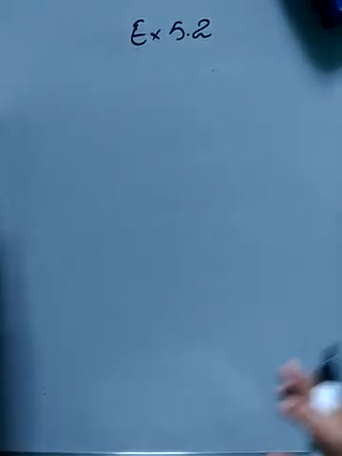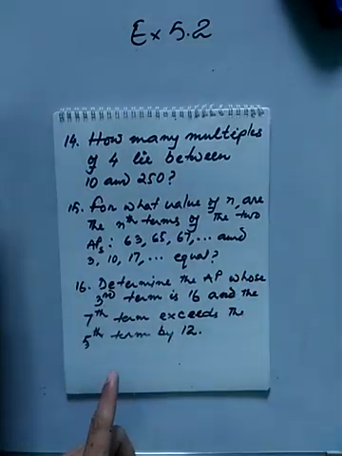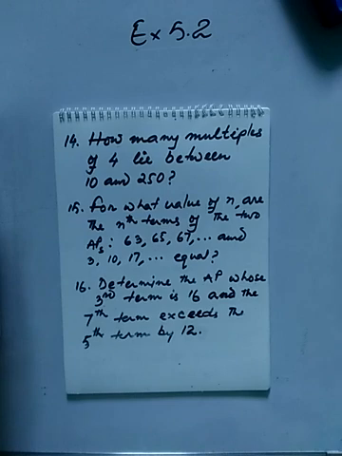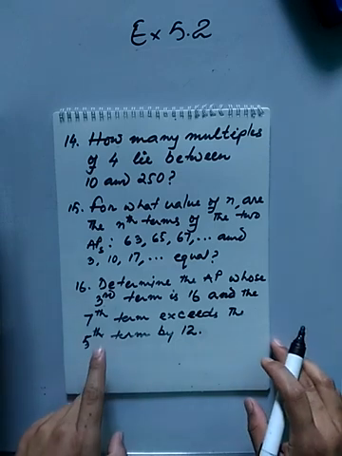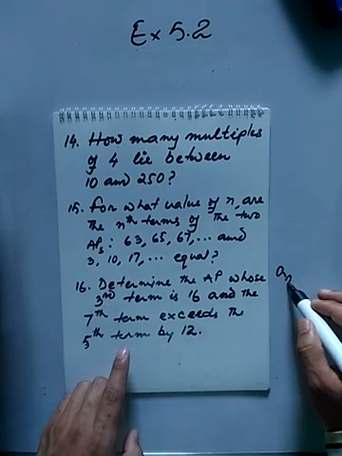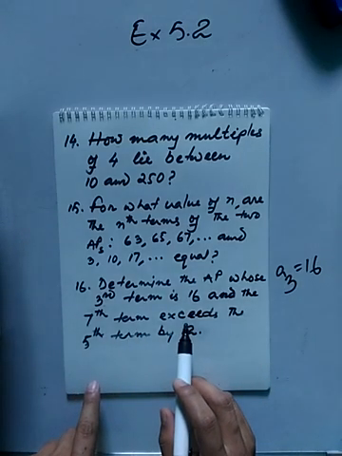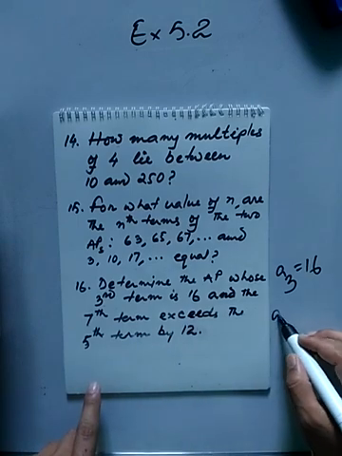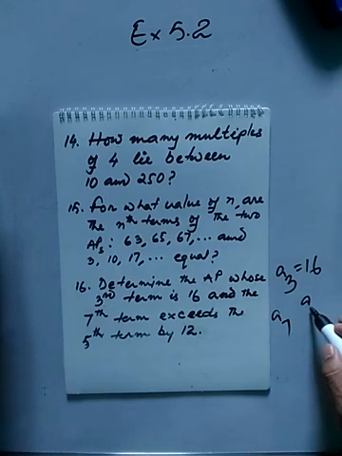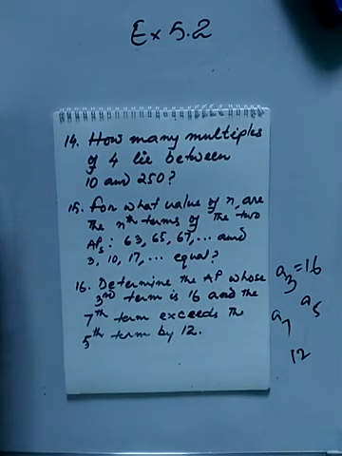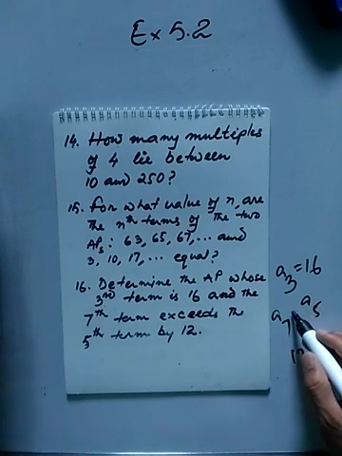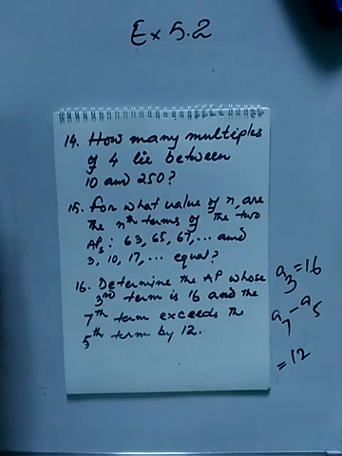Okay, next will be question number 16. Please look at the question. Determine the AP whose third term is 16, and the seventh term exceeds the fifth term by 12. So let me extract the information. Third term means A3 is 16. Exceed means more, bigger. The seventh term is bigger than the fifth term by 12. So A7 minus A5 is 12. That is what the question is talking about.